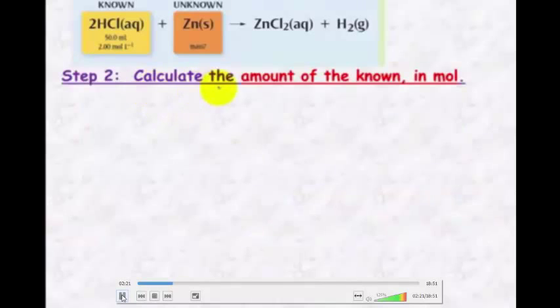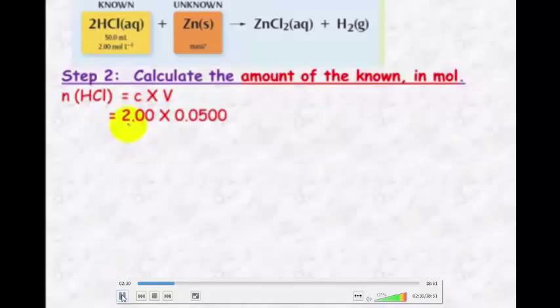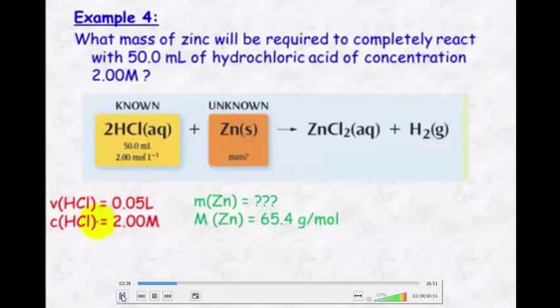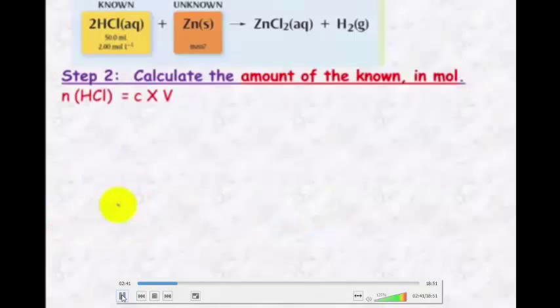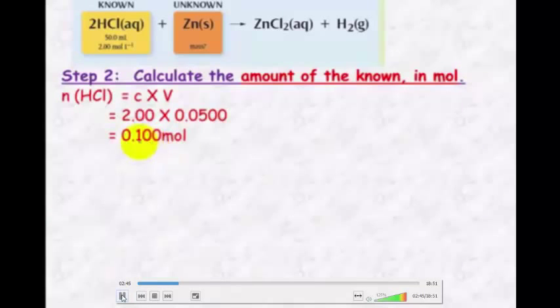So, calculate the amount of mole of the known in mole. So, we know the number of mole of hydrochloric acid will equal C times V, which was 2.00 times 0.0500. And we had that from the previous slide here. Just this information I'm transferring over now. Okay. So that equals 0.100 mole.